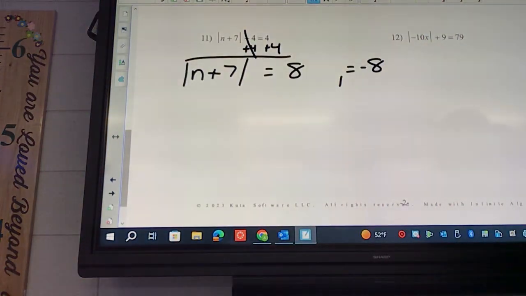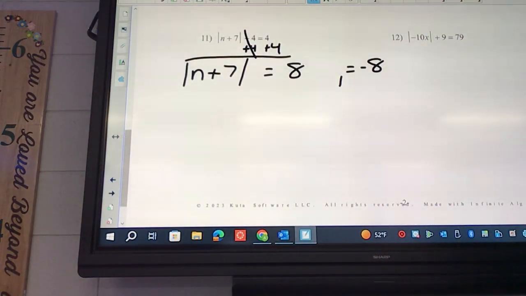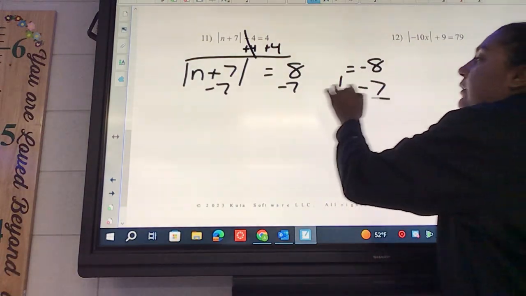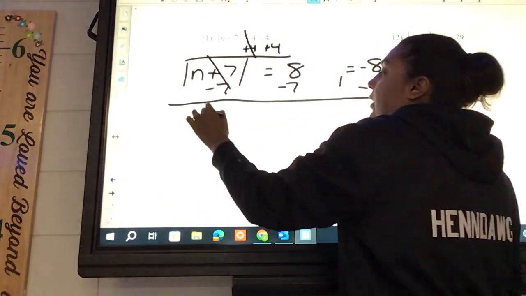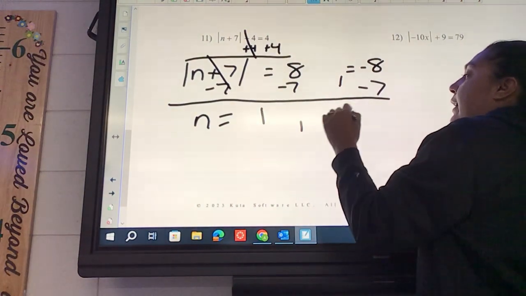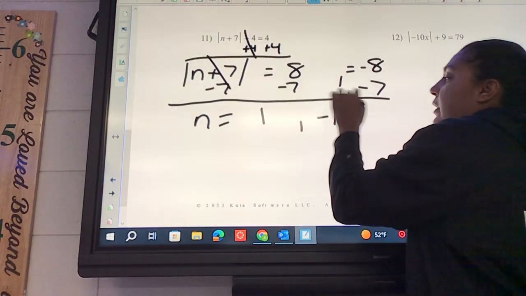Okay, and now if we're looking at the n, what needs done? Trying to get n by itself. What needs done? -7, -7, -7. Okay, so I got n equals 8 minus 7. It's going to be 1. -8 minus 7 is going to be -15.